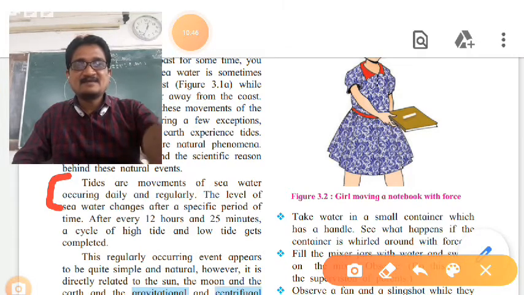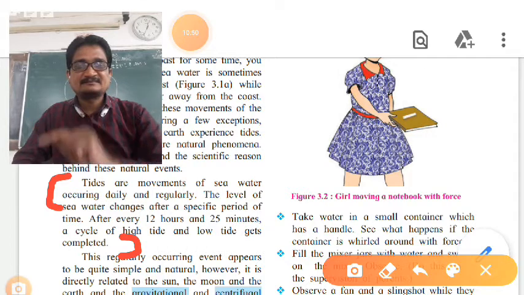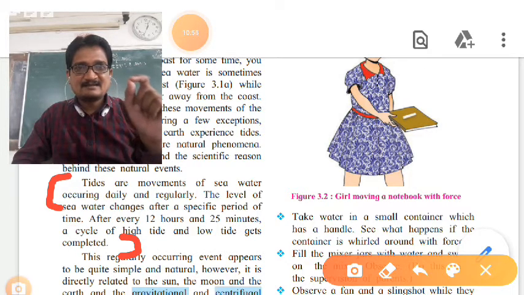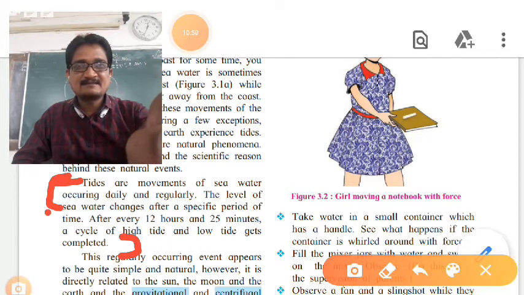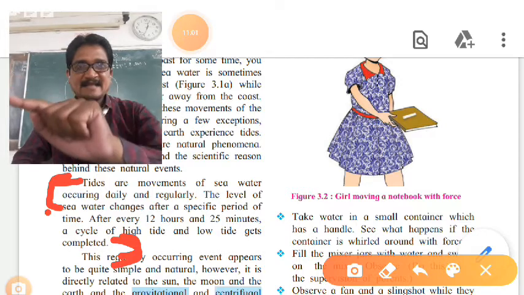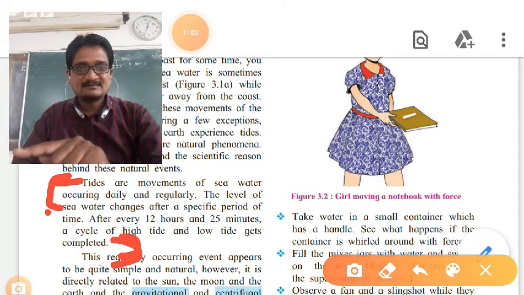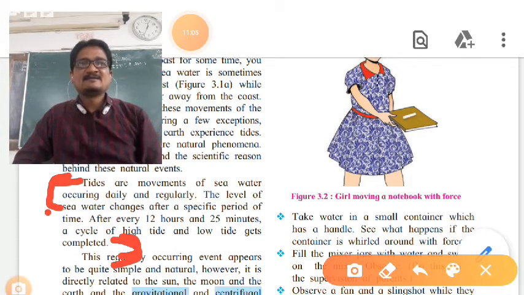This paragraph you can note down, characteristics of tides. What are the characteristics of tides? You can note down this question, and this is the answer. Understand?